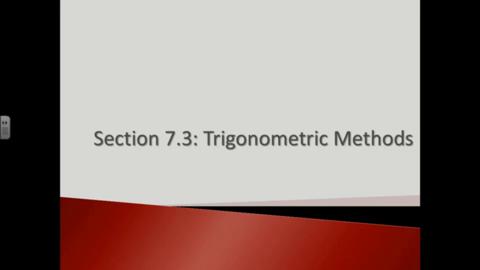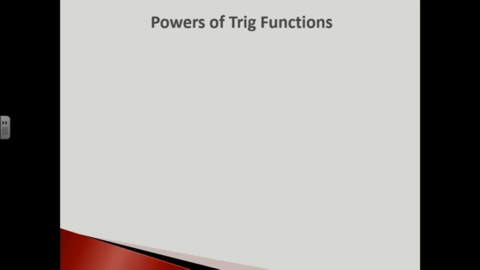Section 7.3 Trigonometric Methods. In this section, we are going to use trigonometric methods to find integrals both involving and not involving trigonometric functions. Powers of sine and cosine. We begin by considering a product of powers of sine and cosine. First of all, we review two useful identities.